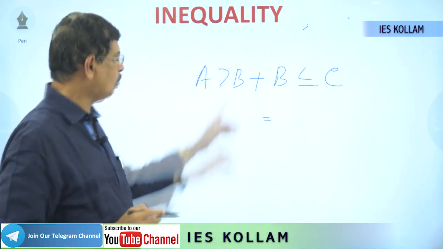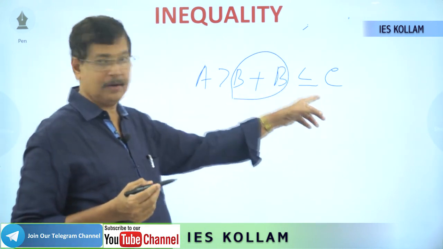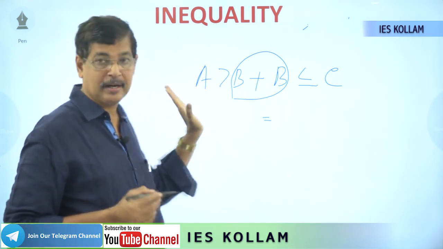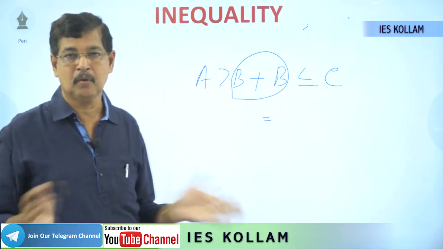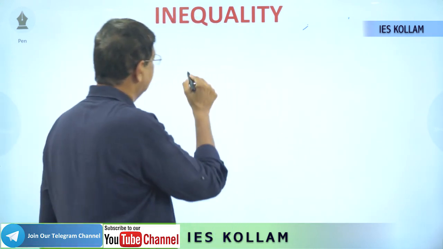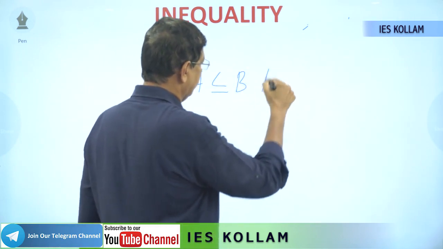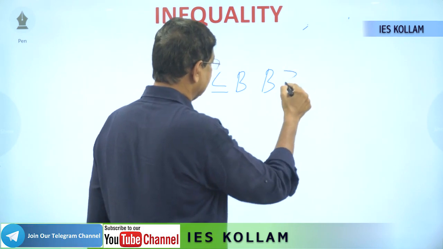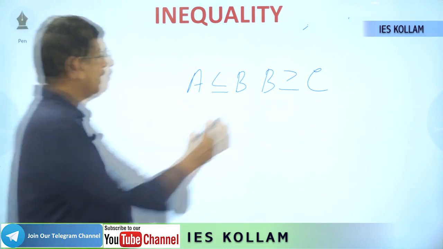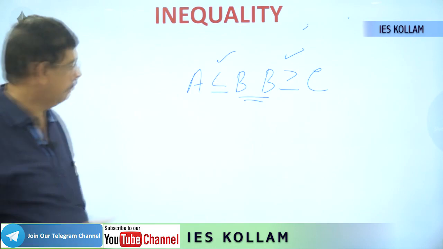Never can we combine these, because the common term B is in the center, that one point is correct. This greater than symbol and less than or equal to symbol are in opposite directions. Therefore, never can we combine these two. Okay. A less than or equal to B, B greater than or equal to C. Never can we combine. Common term is there, but the symbols are in different directions. Therefore, never can we combine.